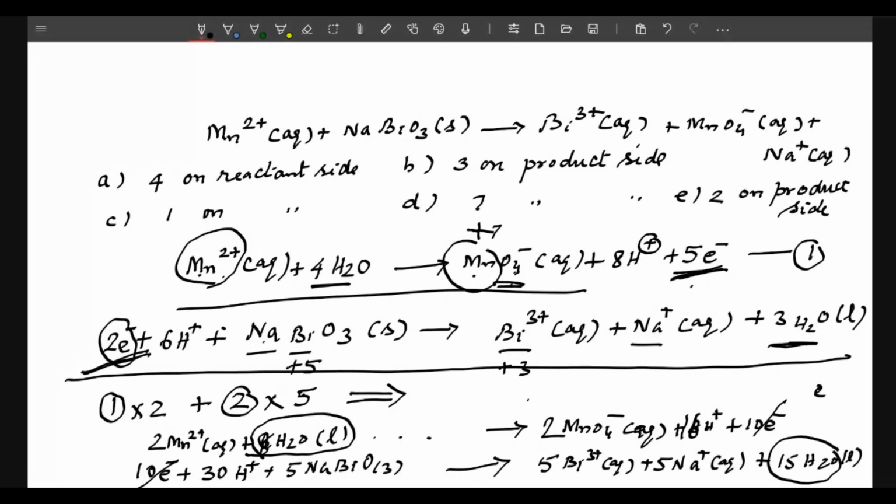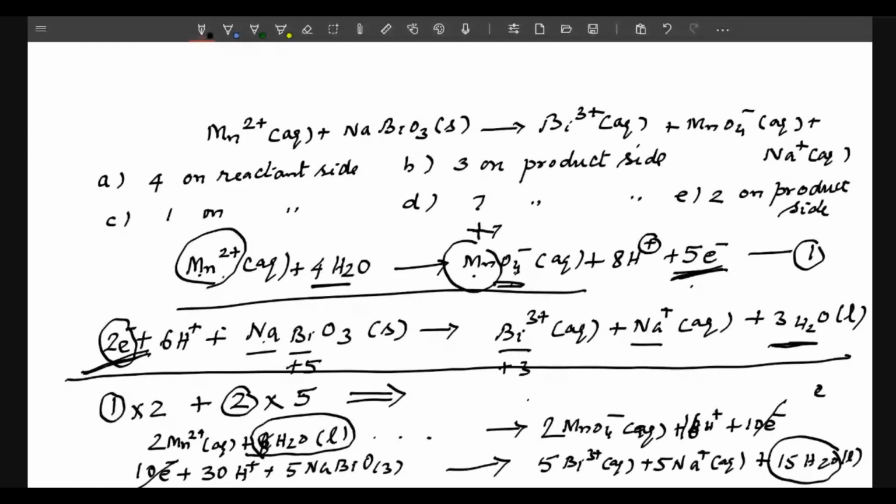Tell me. Anybody? How many water molecules? 7 water molecules on the product side. The question may be like this, or I can change the question: how many H plus ions would be present, on the reactant side or the product side? Four answers would be given. What would your answer be if the question is in terms of H plus ions? 14 H plus ions, on the reactant side.